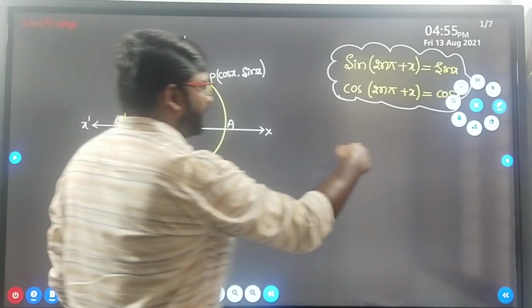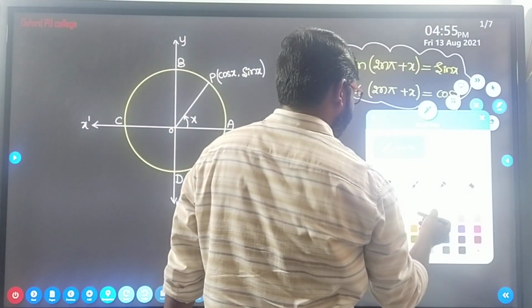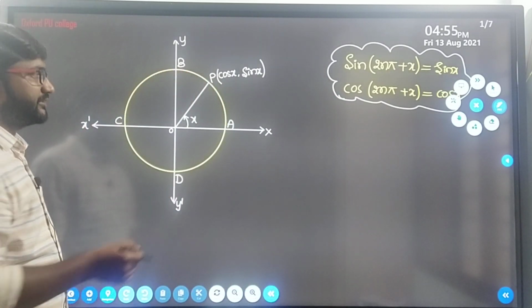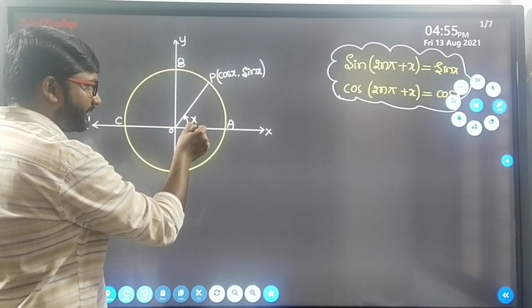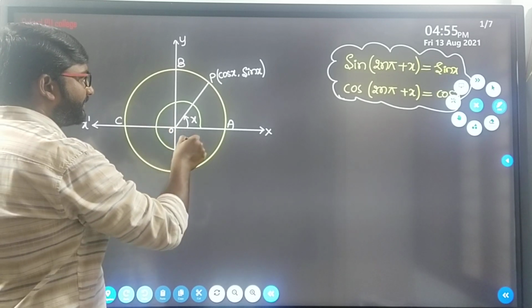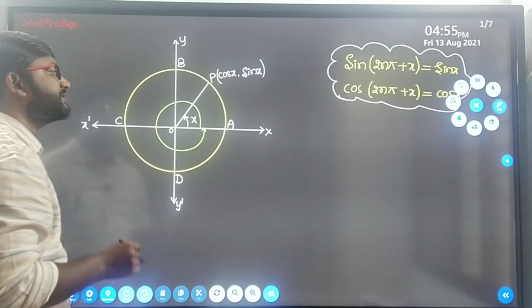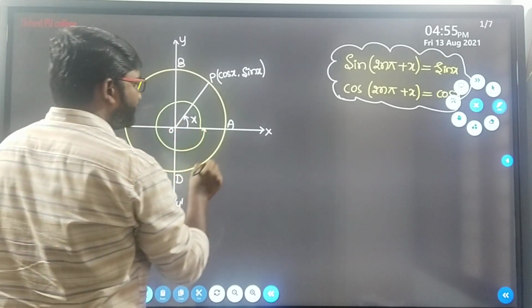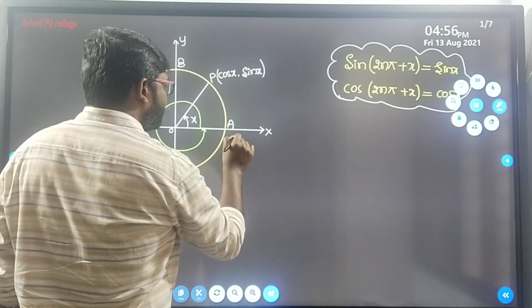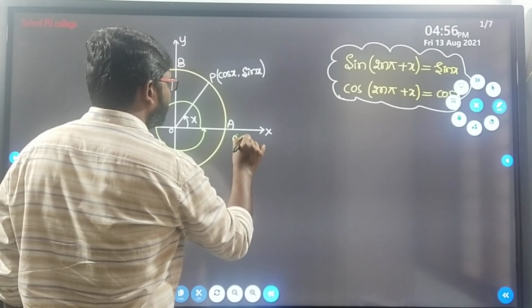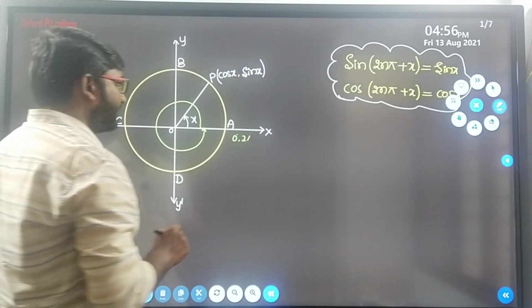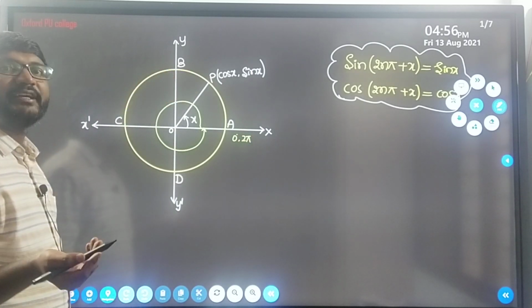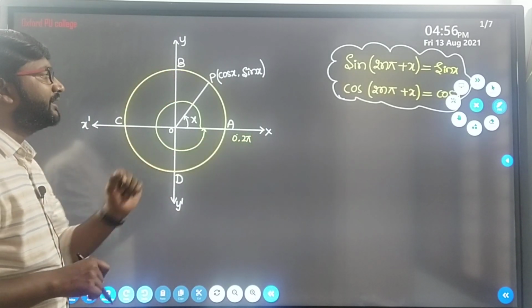Now I will take one complete revolution here. I start from this point, then come back to the same point. This is one complete revolution. Here it is either 0 degree or 2π radian. On the x-axis you have either 0 degree, or 360 degree, or 2π radian.